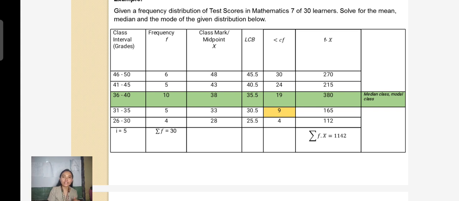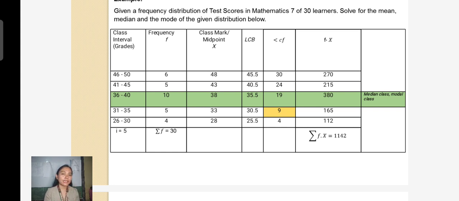subtract 0.5 from the given class. Okay, 26 minus 0.5 is 25.5. 31 minus 0.5 is 30.5. Are you following? 36 minus 0.5 is 35.5. 41 minus 0.5 is 40.5. And 46 minus 0.5 is 45.5.